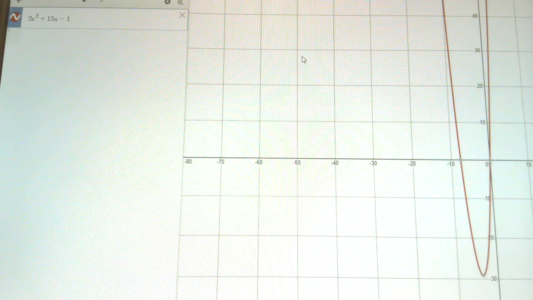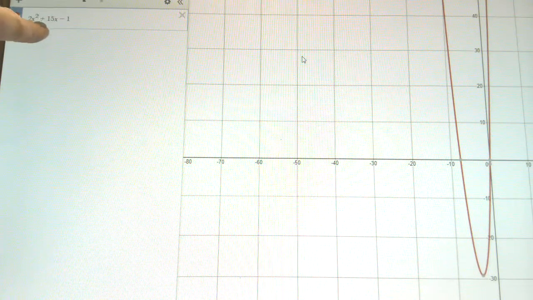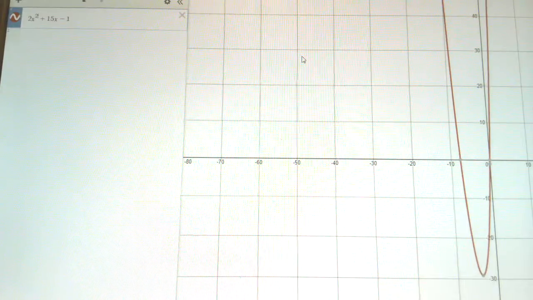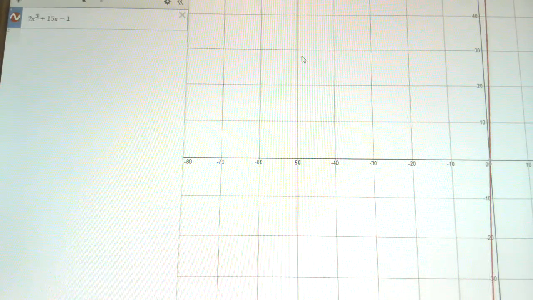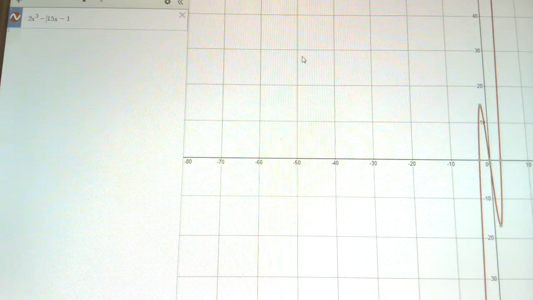So now you're viewing my Desmos graphing, and you can see that I have a quadratic pulled up here, and you know that it's quadratic because it has an exponent of 2, and that looks like a parabola. So let's see what happens if I change that exponent from a 2 to a 3. And I'm apparently going to have to change one more thing, so there we go. Let's change that to a minus.